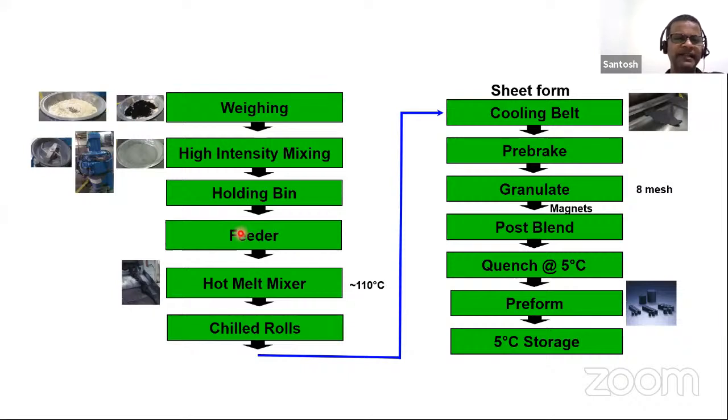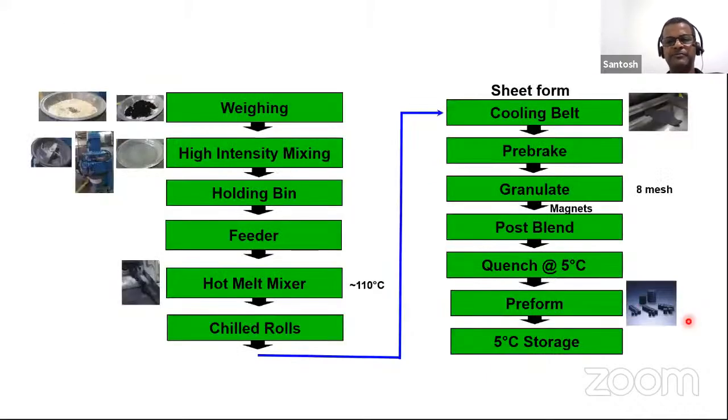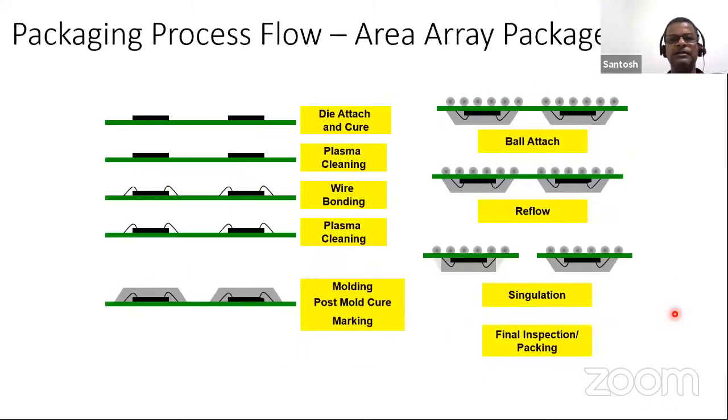After melting and mixing, it comes out as a hot, melted material. Then this is chilled and formed into sheets. These sheets are cooled down to room temperature, then granulated, and the granulated material finally forms into pellets. Eventually, when this epoxy mold compound is sold to customers who are making this process, they receive the material in the form of preforms. These preforms go into the mold here. I'll show you how the mold looks.